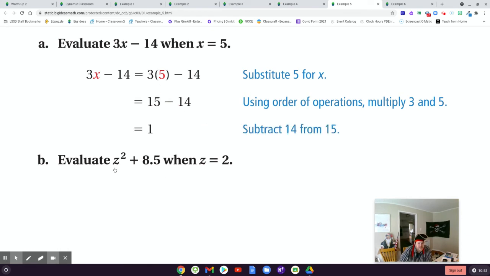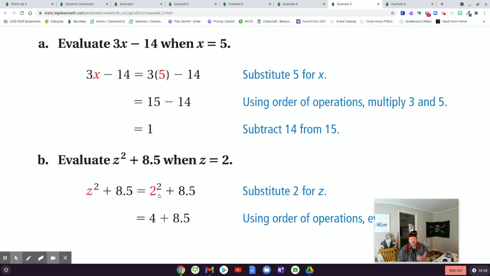All right, now evaluate z squared plus 8.5 when z equals 2. Okay, so first, again, you substitute, put the 2 in for z. 2 squared plus 8.5. You've got to do 2 squared. 2 times 2 is 4, plus 8.5 is 12.5.